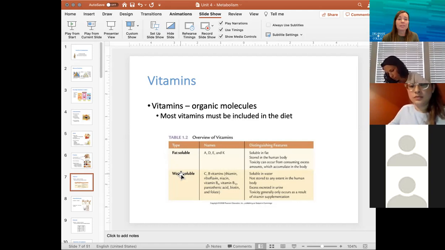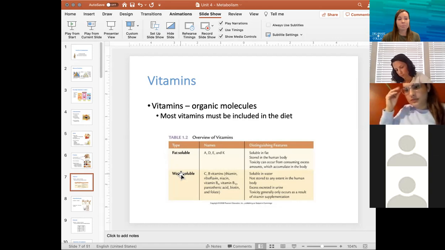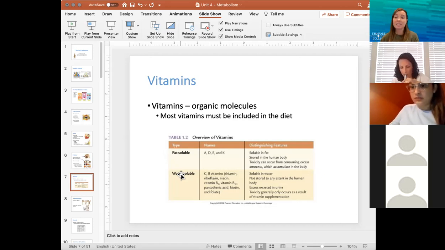Okay, so the main difference is water-soluble vitamins get absorbed along with water, and they cannot be stored in the body. Fat-soluble vitamins get absorbed along with fats, and they can be stored in the body. So that's the big difference. And there are various diseases and syndromes that can occur in the body based on having too much or too little of a particular vitamin.